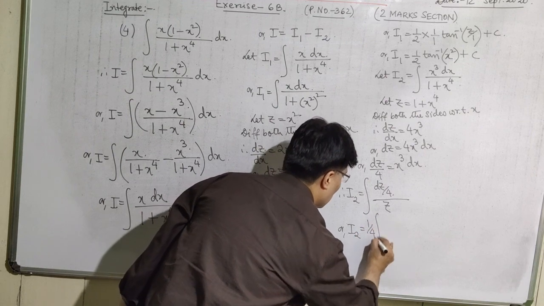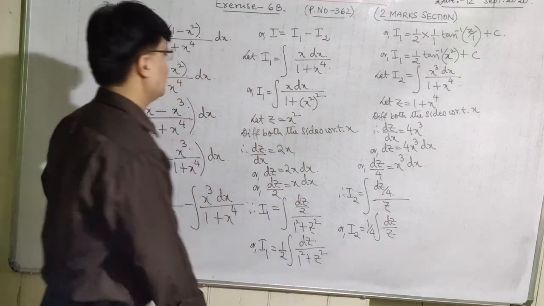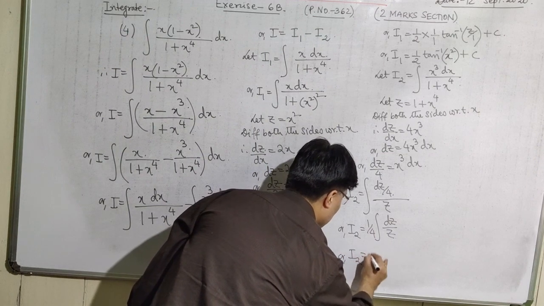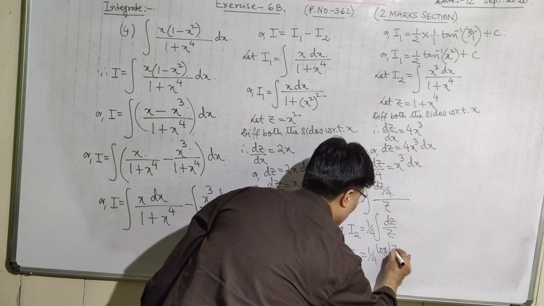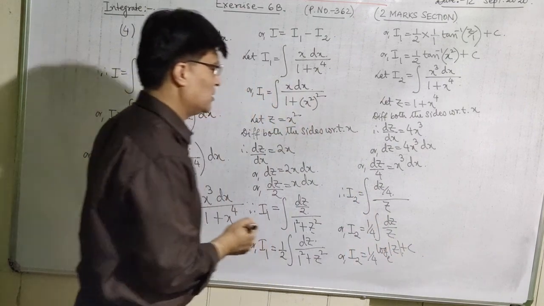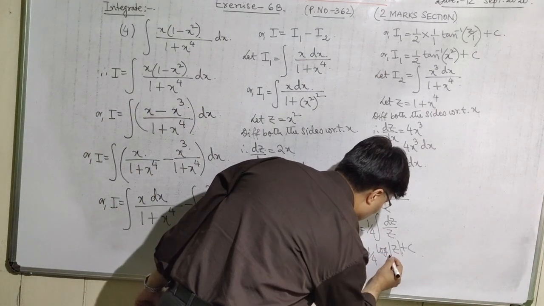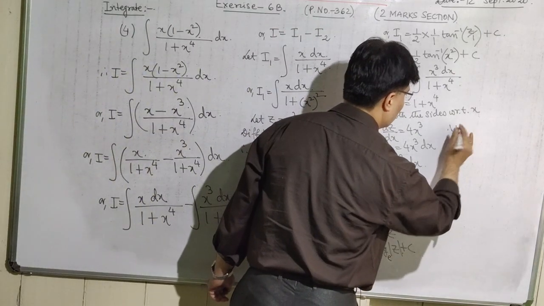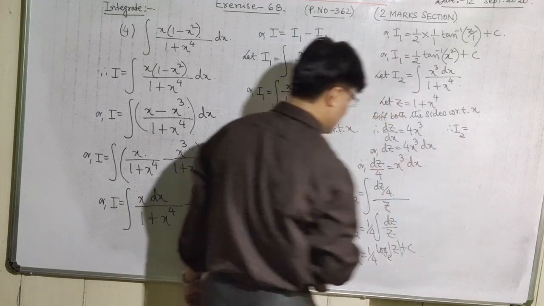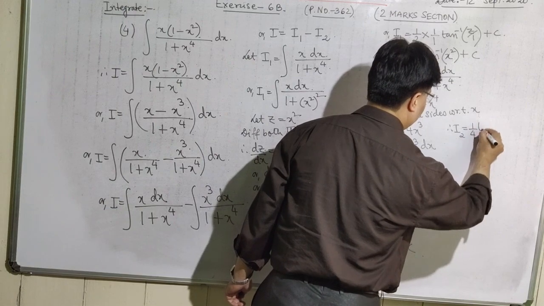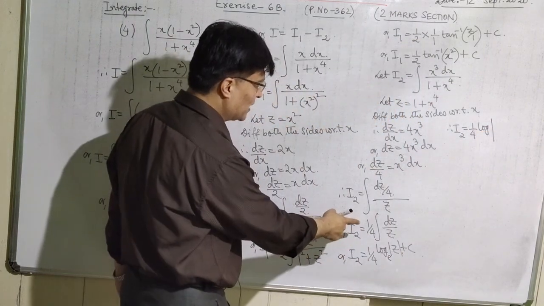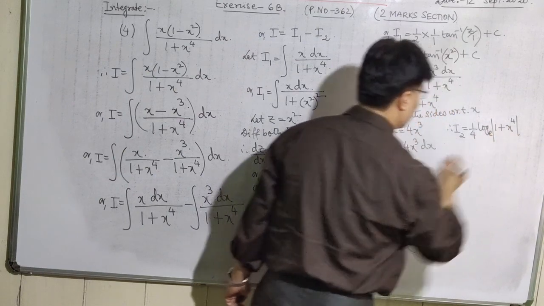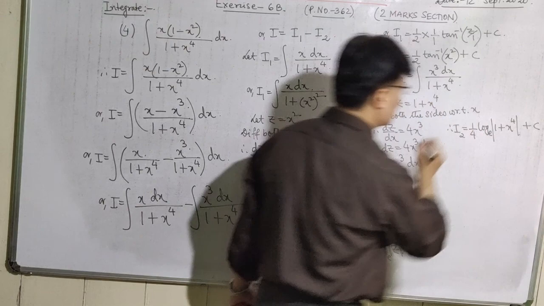Here we can take the constant outside the integral sign. I2 is equal to 1/4 integral dz upon z. Or I2 is equal to 1/4 log within mod z, base e, then plus c. So this is the base e. Now we can put the value for z. What is I2 here? Therefore I2 is equal to 1/4 log within mod, the value of z, which in this case is 1 plus x to the power 4. Here the base is e. Then we write plus c.